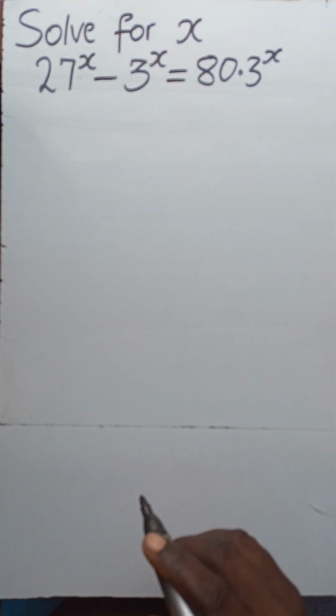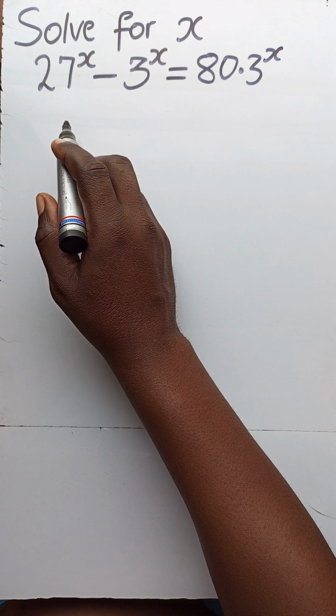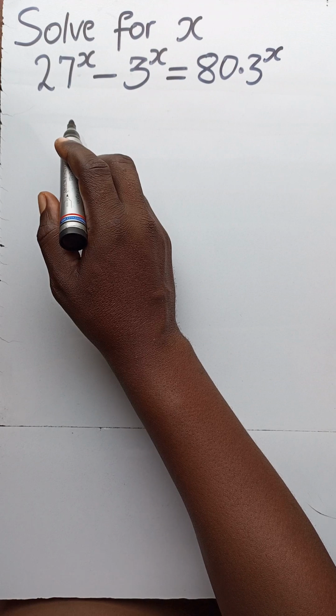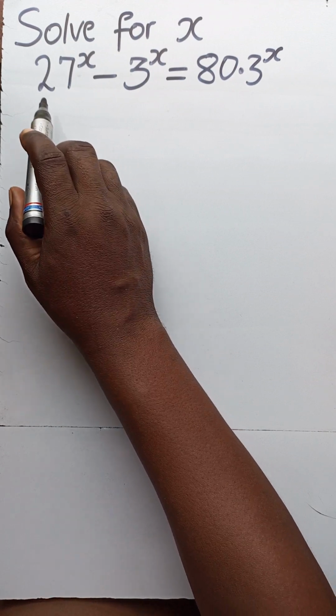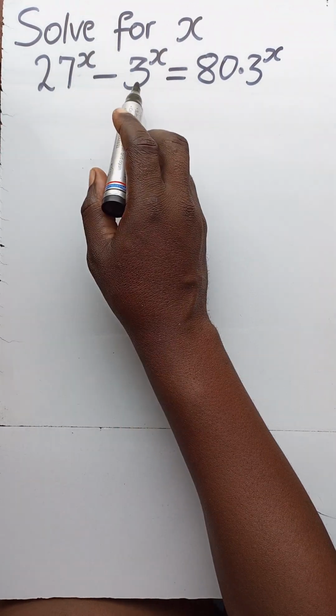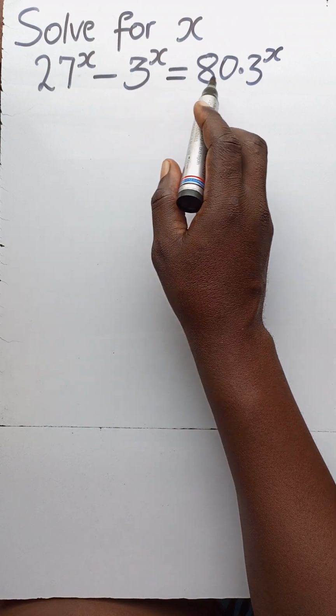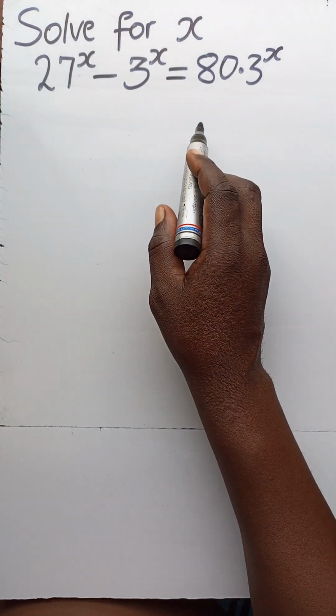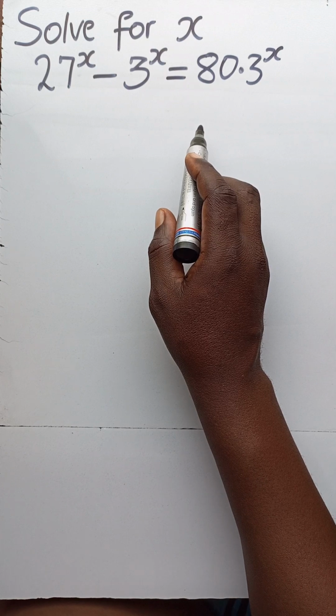Hi everyone. Here is another question involving equations involving indices. We have 27 raised to the power x minus 3 raised to the power x is equal to 80 multiplied by 3 raised to the power x. How do we solve for the value of x?